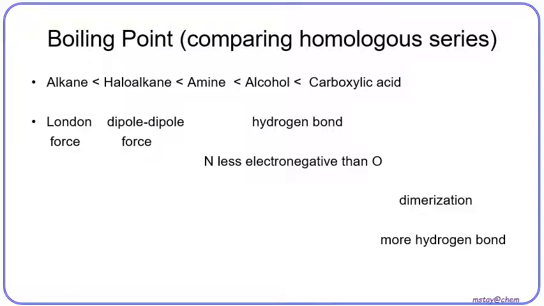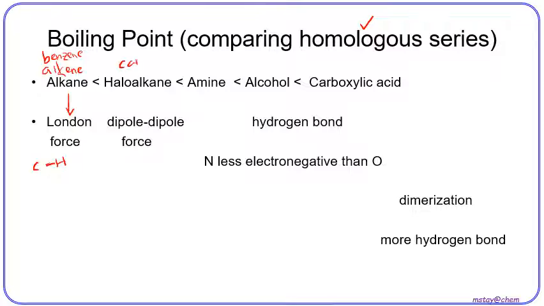Now let's continue with comparing the boiling point between the different homologous series. Just now we roughly mentioned that alkane will form London forces. Besides alkane, alkene and benzene, because they only have carbon-carbon and carbon-hydrogen bonds, which are non-polar bonds, the whole molecule becomes a non-polar molecule. So the intermolecular force is London forces.